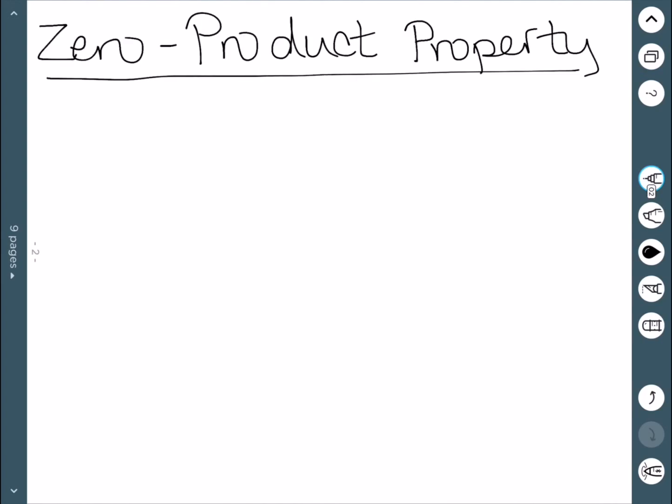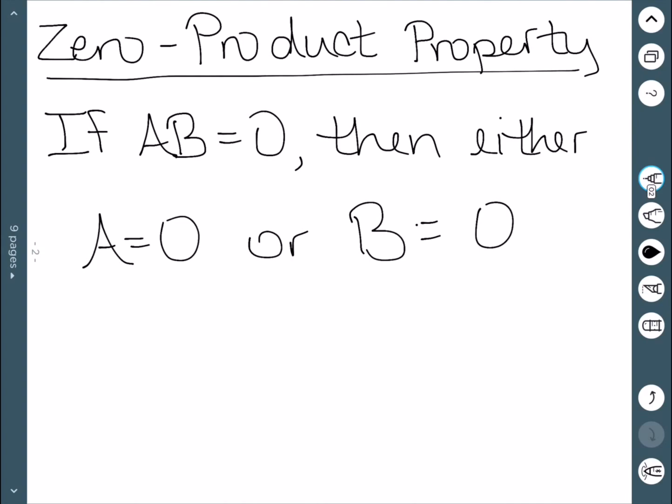The first way we'll look at solving these is using what's called the zero product property. This states that if a times b is equal to 0, then either a is equal to 0 or b is equal to 0. We can use this in solving quadratics by factoring, which would then give us a multiplication that's equal to 0, and then setting each one of those factors equal to 0.